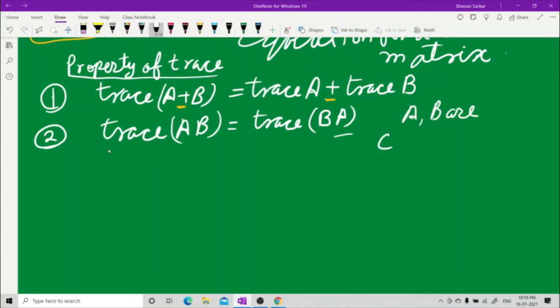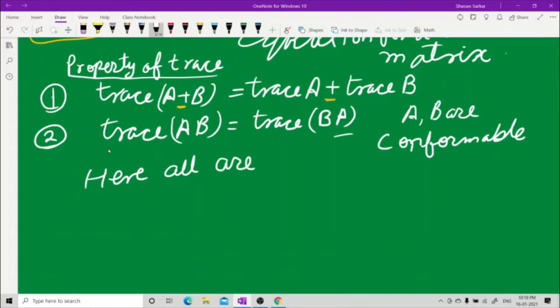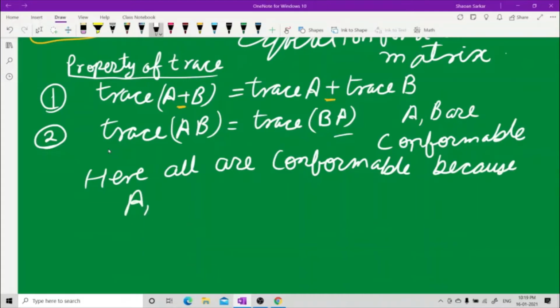I've told you the meaning of conformable while doing matrix multiplication. But here they are all conformable, because whatever matrices A, B you take are all n cross n type matrices.